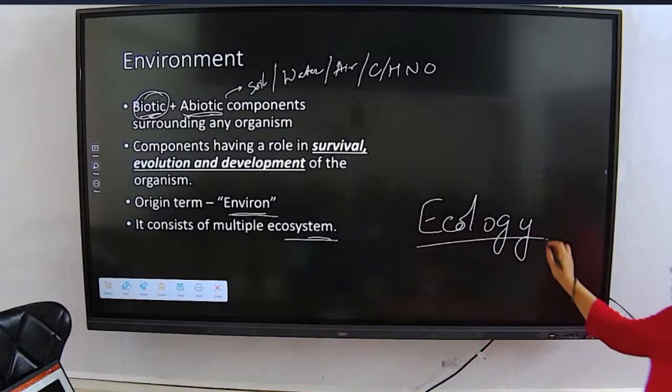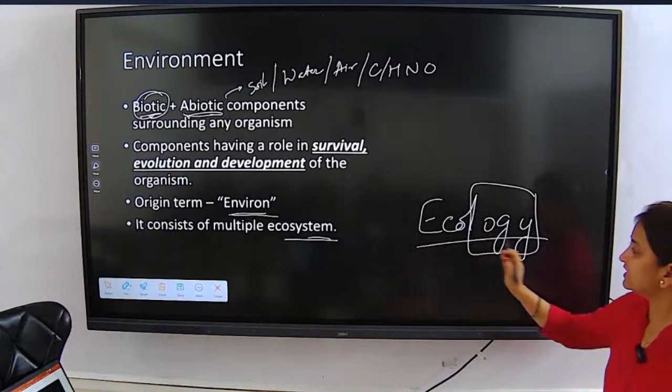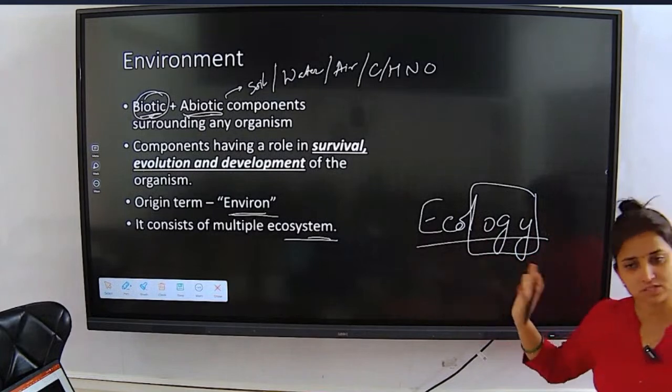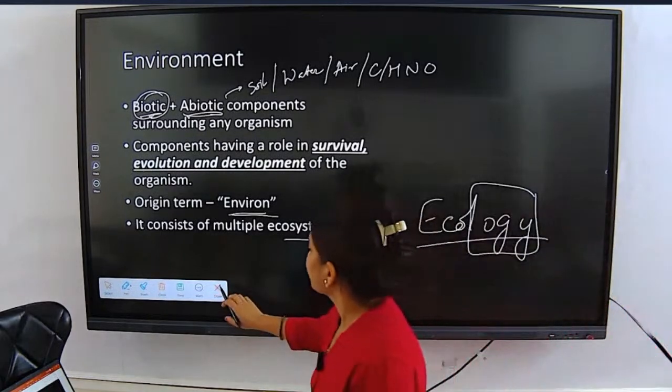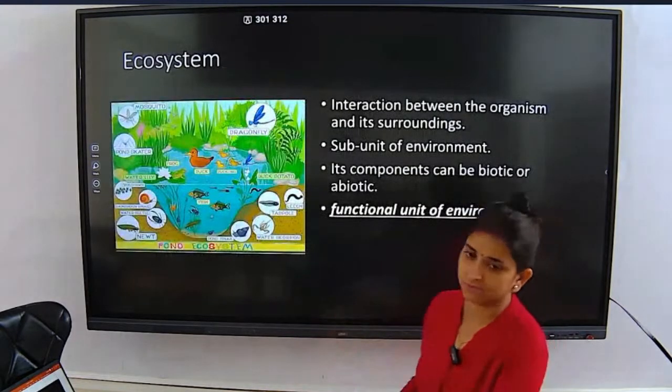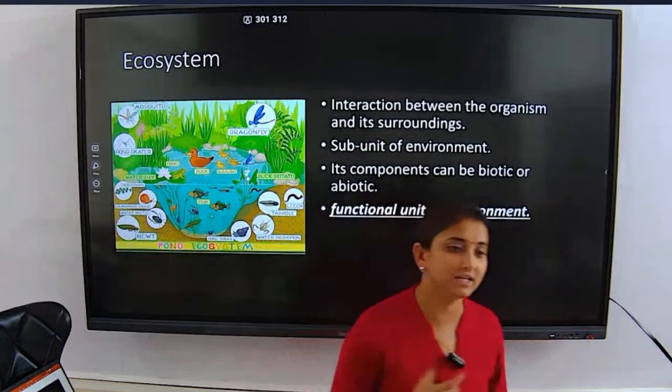Logy always means study. Study of eco means study of environment. Ecology refers to the study of environment. Now, I said that environment consists of multiple ecosystems, so we need to understand what an ecosystem is.